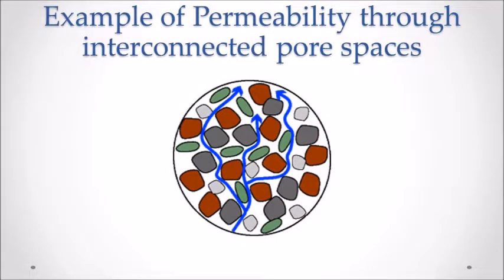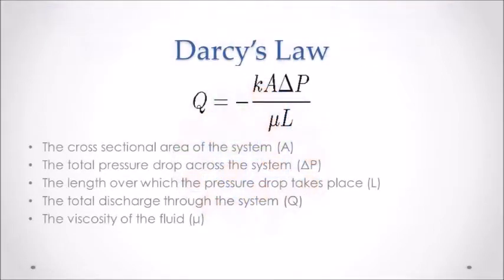Here, we see a figure giving an example of flow through a permeable rock. Henry Darcy provided an algorithm describing the flow of fluids through interconnected pore spaces. Darcy's law comes to the conclusion that fluid flow in a reservoir rock is highly dependent on the cross-sectional area of the system, the total pressure drop across the system, the length over which the pressure drop takes place, the total discharge through the system, and the viscosity of the fluid. These factors arranged by proportionality give the equation for Darcy's law.